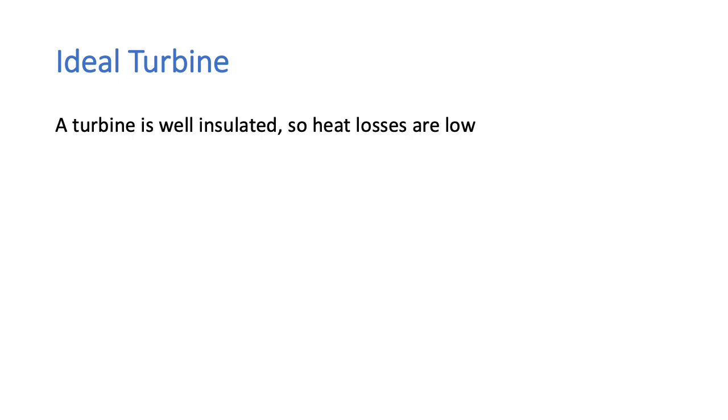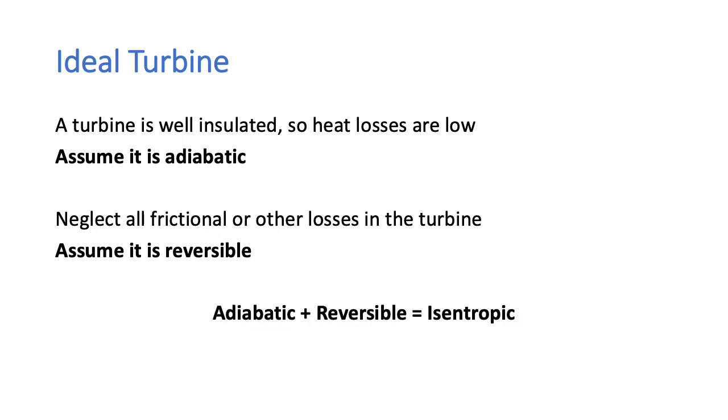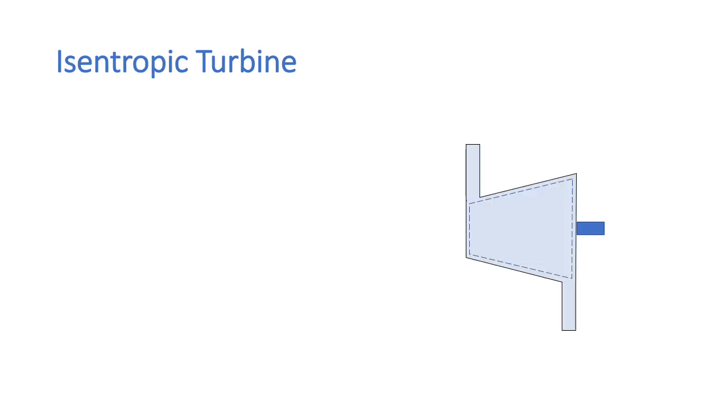We want to calculate the maximum work possible. So let's assume that we have an ideal turbine. A turbine is well insulated, and so typically heat losses are low. Let us assume that the turbine is perfectly adiabatic. We are also going to neglect all frictional or other losses in the turbine, which means we are going to assume that it is reversible. If the turbine is adiabatic and it is reversible, we know that this means that it is isentropic. We have an isentropic turbine.